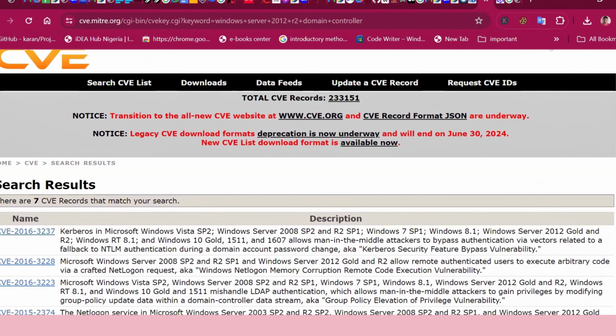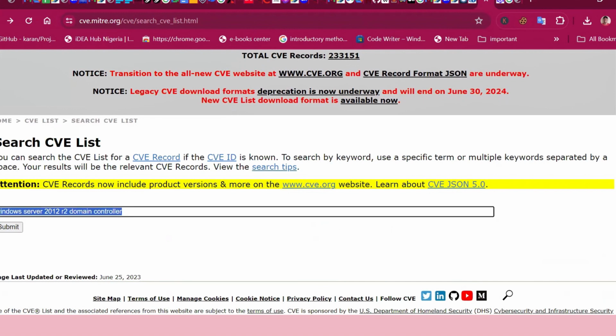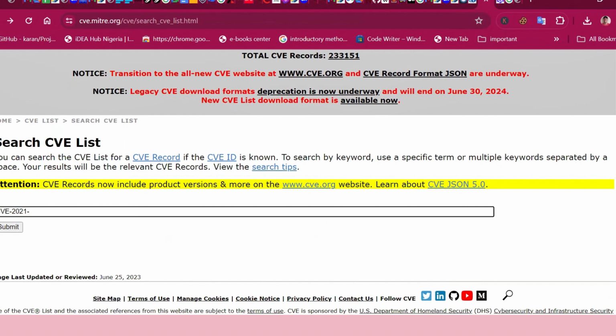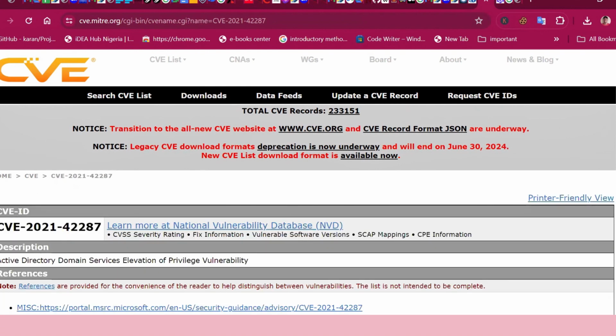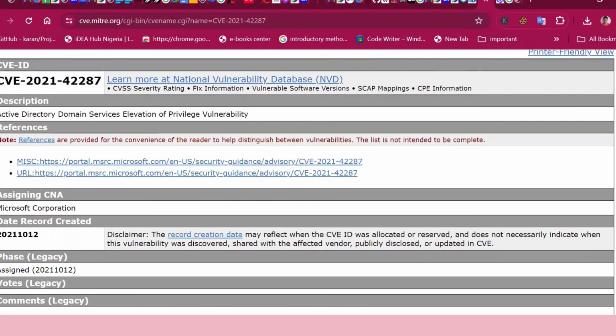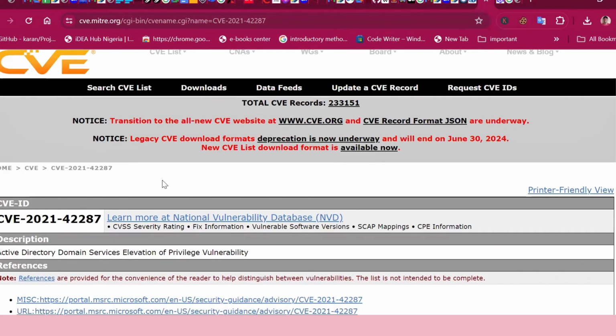Okay, you're still looking that up. Okay, so you have the CVE ID, CVE-2021-42287. Yeah. This one is focused on domain services. It's an Active Directory domain service elevation of privilege vulnerability. If you check it up on NVD, it gave a little description.